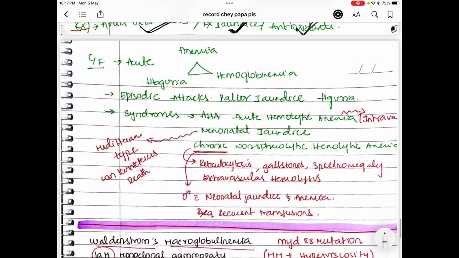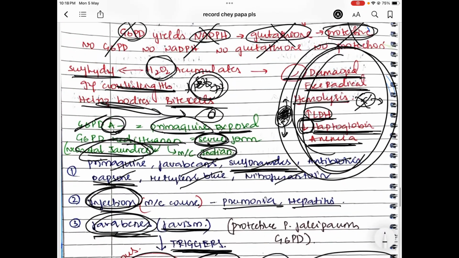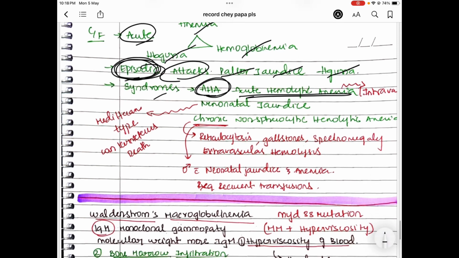right? So if you see the clinical features in the acute conditions, three things can be seen. One is anemia, hemoglobinuria, hemoglobinemia, and it will be occurring as episodic, not continuous, but episodic attacks of pallor, jaundice, hemoglobinuria. And the syndromes which can be seen are three syndromes. One is acute hemolytic anemia, which we have said here, right? All this story. So that is acute hemolytic anemia.